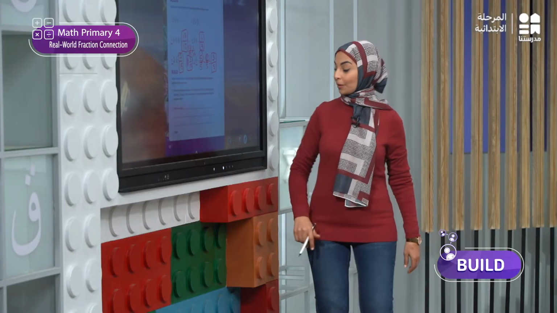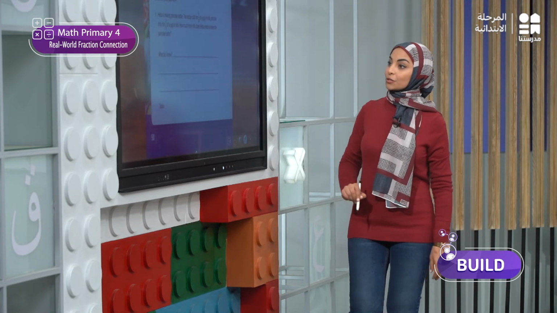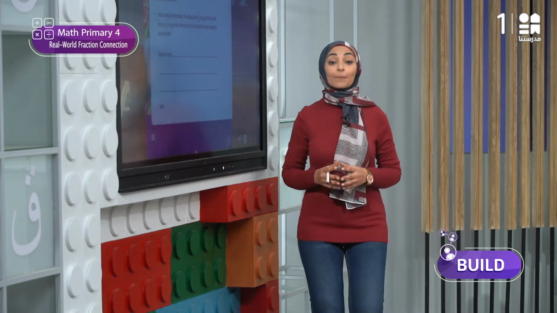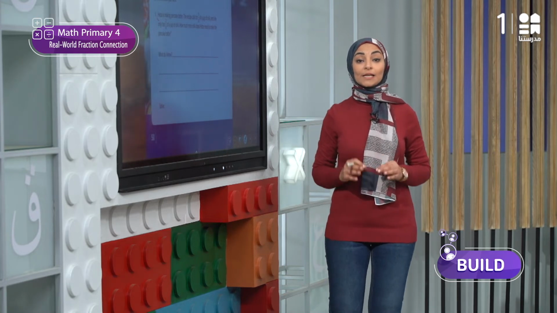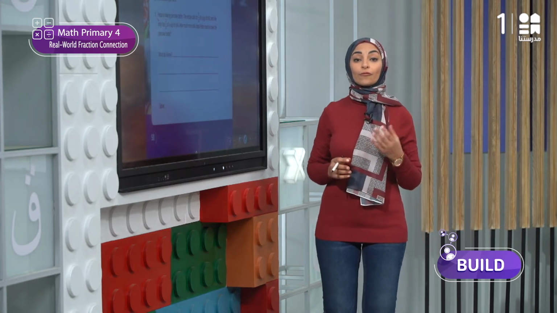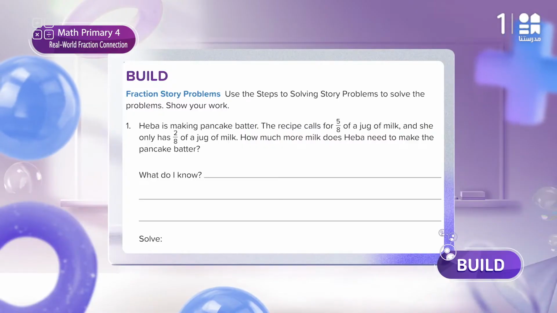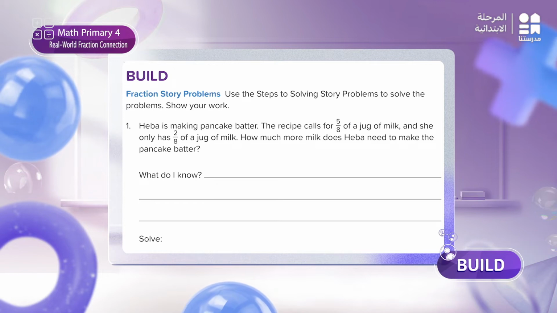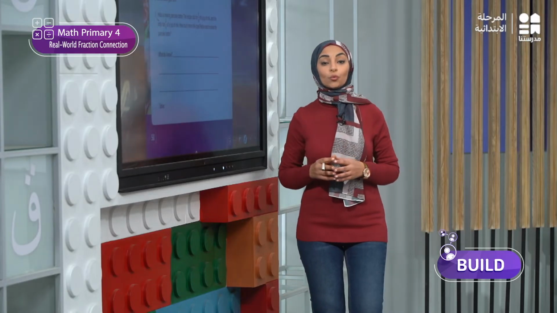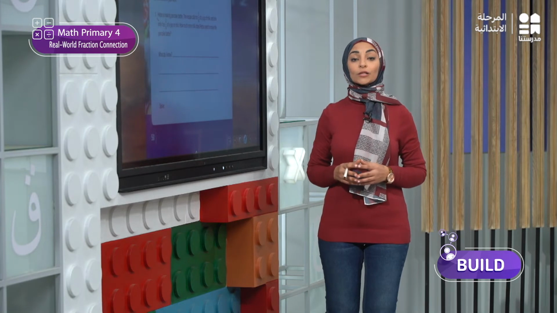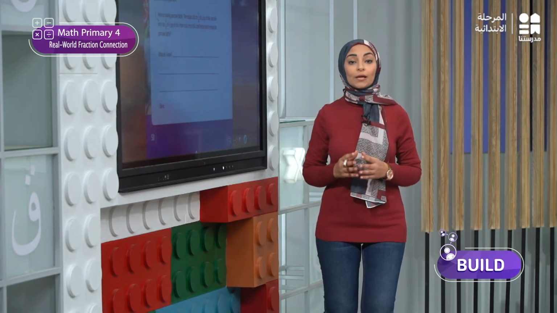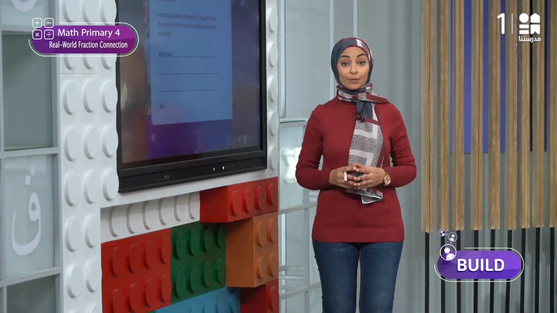تعالوا كده نشوف problem number 1. Here as you see problem number 1. Here our friend Hiba is making pancake batter. الريسيب كانت محتاجة منها 5/8 jug of milk. Okay, 5/8 jug of milk. لكن هبة كان معاها only 2/8 of the milk. And اللي احنا محتاجين نعرفه how much more milk هبة need to complete the recipe.